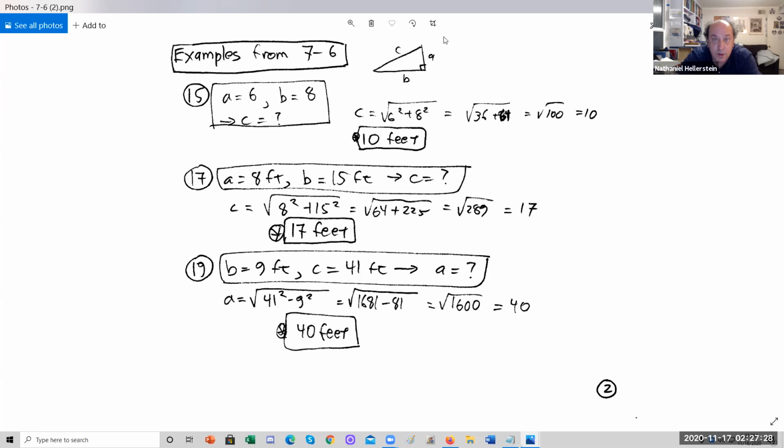Now here, B is 9 feet. C is 41 feet. What's A? Now A is one of the sides rather than the diagonal. So the equation is root of c squared minus b squared. So 41 and 9, root of 41 squared minus 9 squared. 41 squared is 1681, 9 squared is 81. Subtract to get 1600. Root 1600 is 40. So this side A is 40 feet.